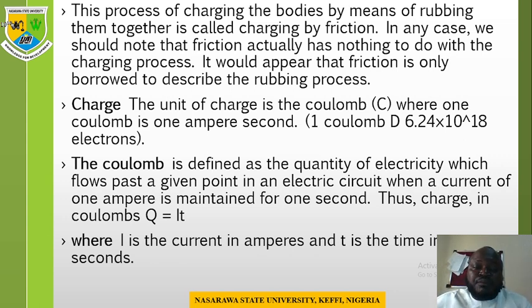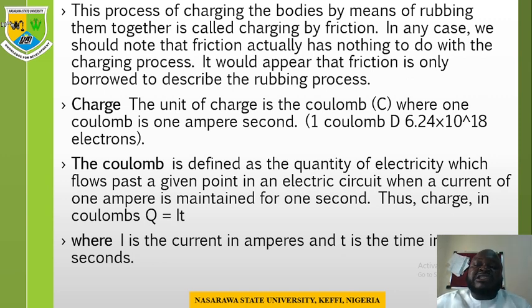The coulomb, spelled as Coulomb, is defined as the quantity of electricity which flows past a given point in an electric circuit when a current of 1 ampere is maintained for 1 second.